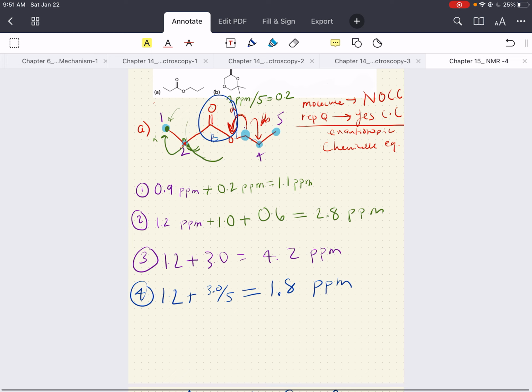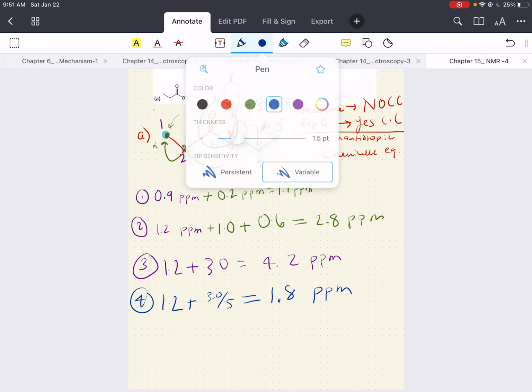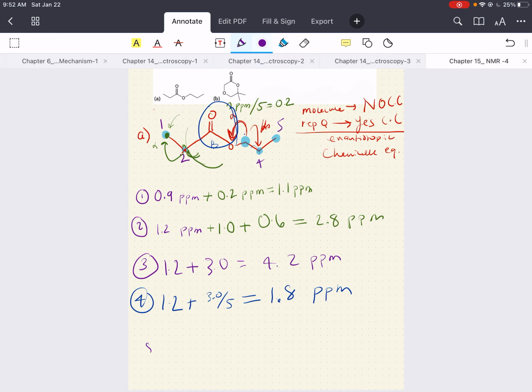All right, position 5. Oh, my pen does not want to work. Position 5 is a methyl group, so 0.9. There's nothing in the alpha or beta position, so it's simply going to be 0.9 ppm. So this is the chemical shift. This is where you're going to see each one of the signals in this molecule. I'm going to let B be something that you do, and I'll post the answers.